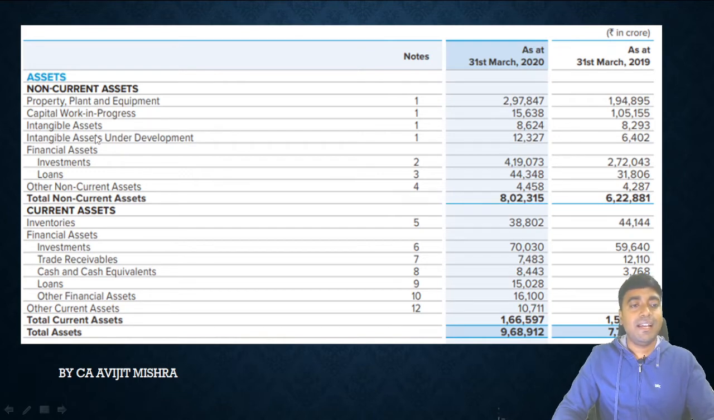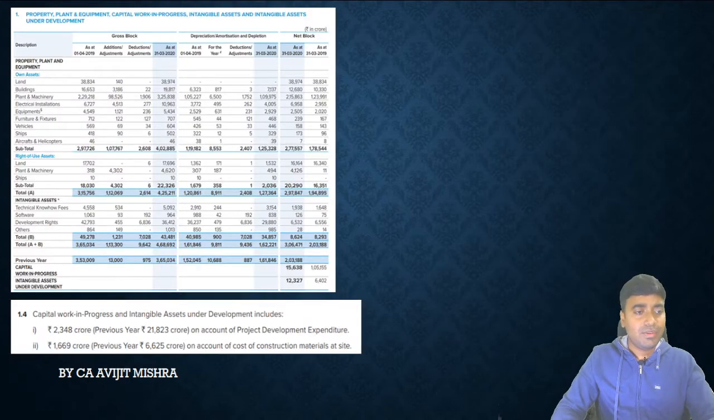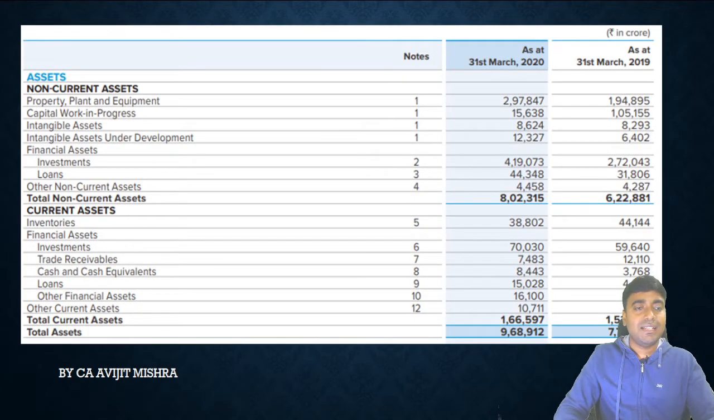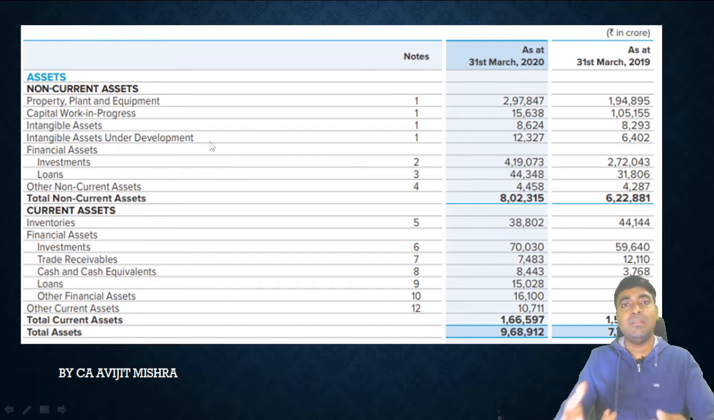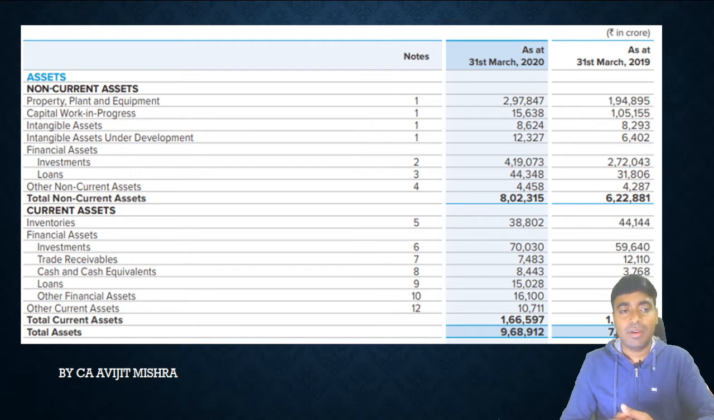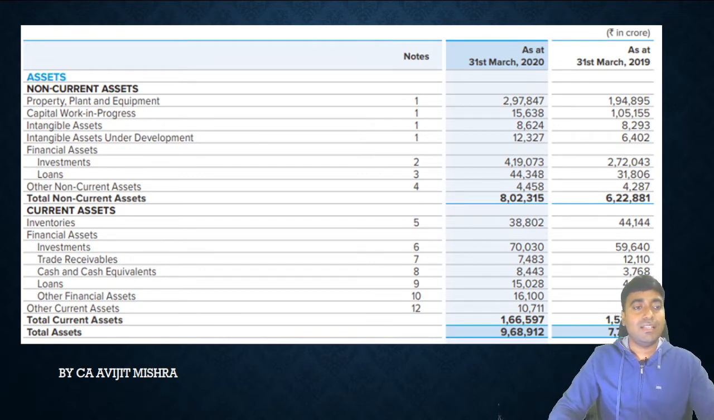The third thing is intangible asset and intangible asset under development. Here you can see, in case of Reliance, what is coming? Technical know-how, software and development right. So these three things are coming as an intangible asset. In the same manner, intangible asset under development means, for example, Reliance is developing some new software which is under development. That will come as an intangible asset under development. That is all about the fixed asset category and intangible asset category.